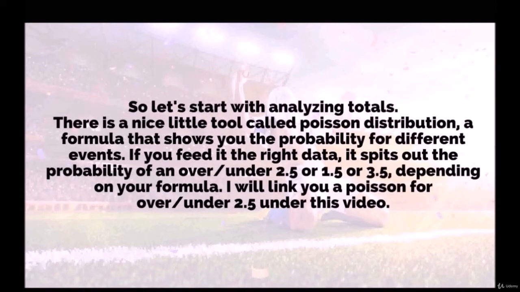So let's start with analyzing totals. There's a nice little tool called Poisson distribution, a formula that shows you the probability for different events. If you feed it the right data, it spits out the probability of an over-under 2.5 or 1.5 or 3.5, depending on your formula. I will link you a Poisson for over-under 2.5 under this video.